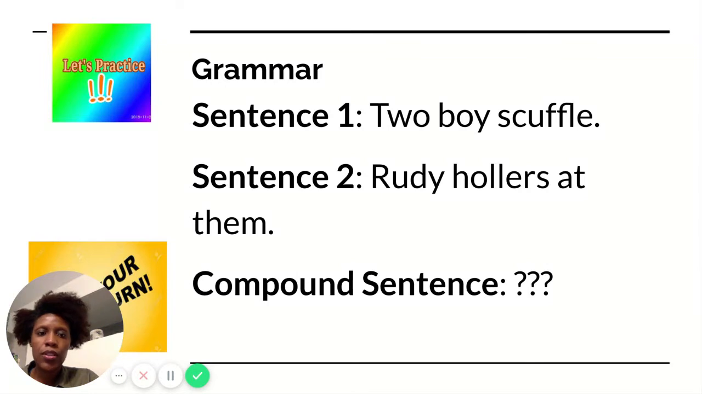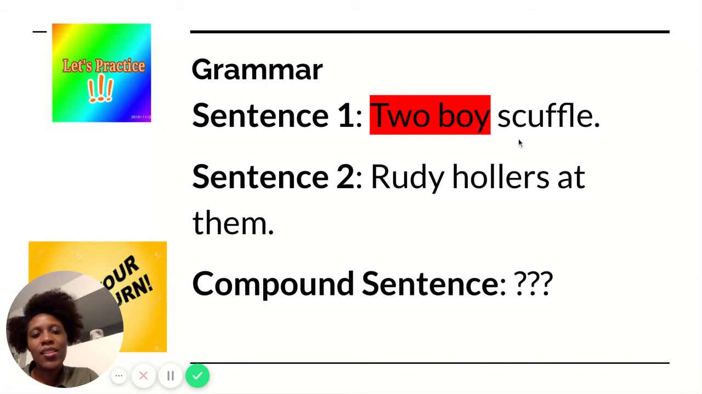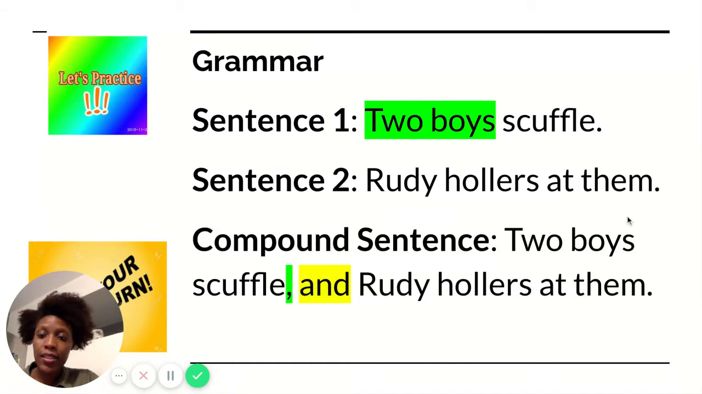So, what did you decide on? First, I hope you noticed that this sentence is incomplete. It's not correct. Two is plural, and we have to make the complete subject plural. So this should say two boys. And our full sentence should be two boys scuffle and Rudy hollers at them.